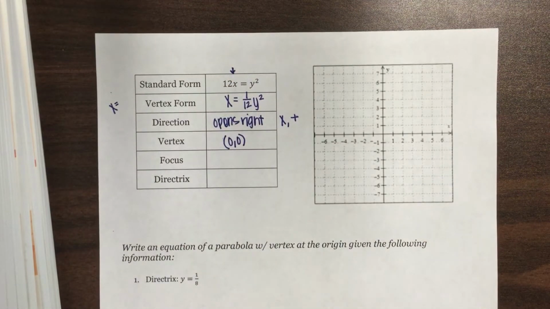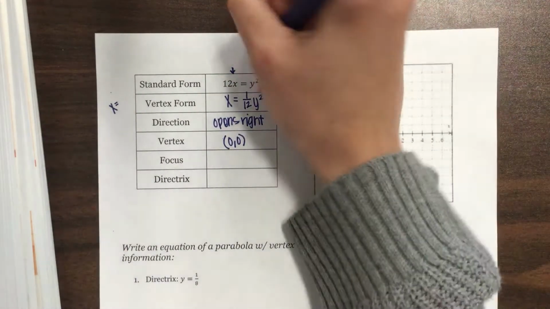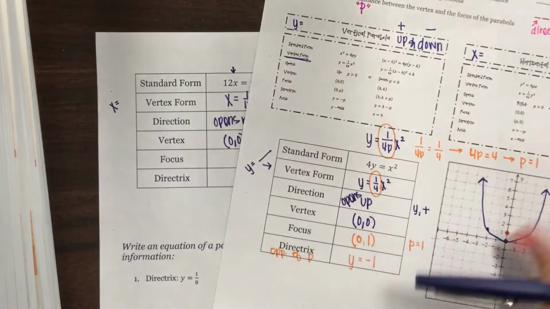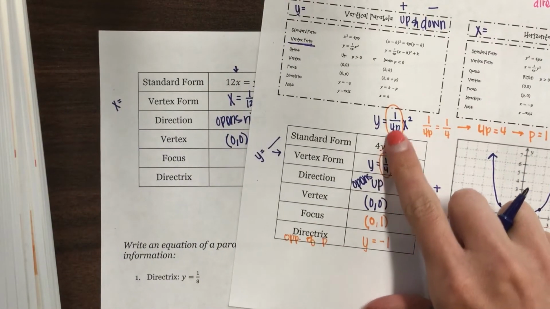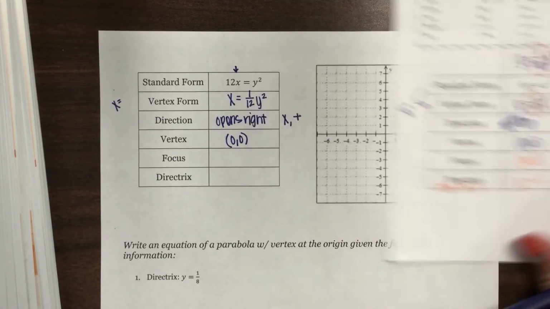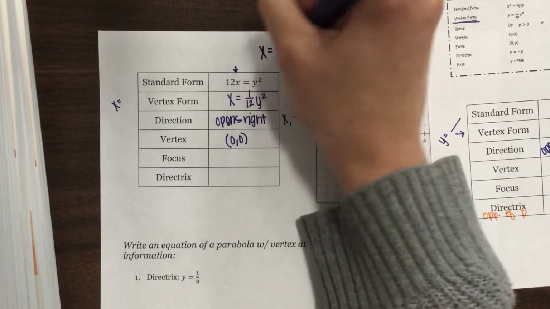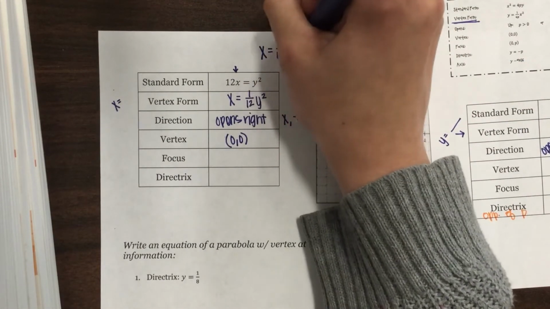The focus here, I need to find my focus. So how on this graph right here, it was y equals 1/4p x squared. This is going to be x equals 1/4p y squared.